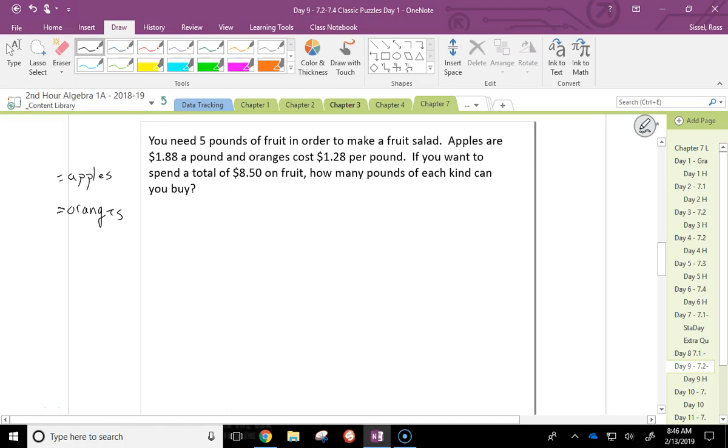Okay, this one says you need 5 pounds of fruit in order to make a fruit salad. And I'm going to be using apples and oranges. So what would be my first equation you think I could say? I'm going to go ahead and say apples are going to be x. And I'm going to make oranges my y. What would be my first equation? Very first one, Jordan.